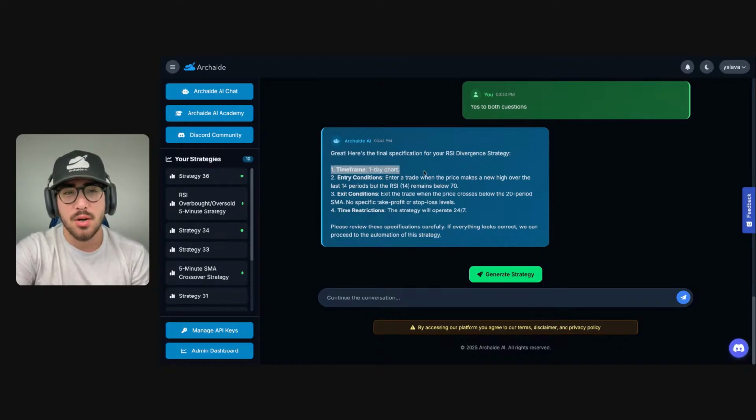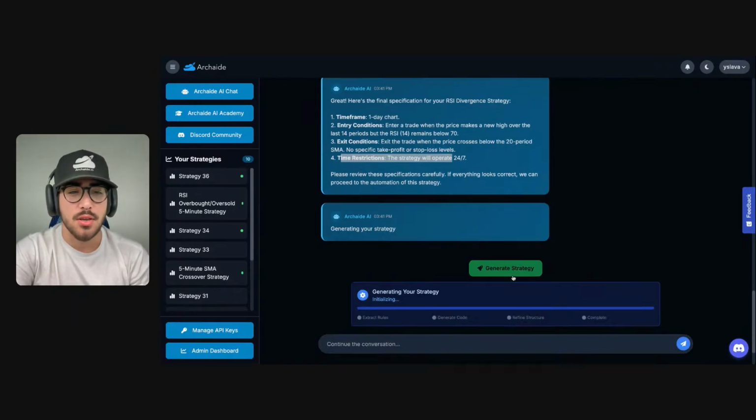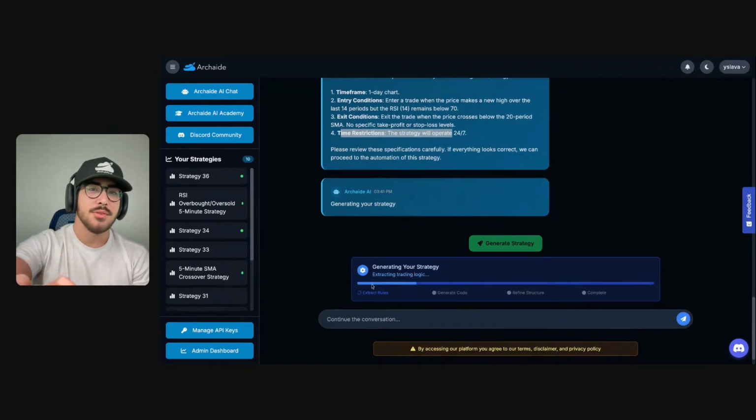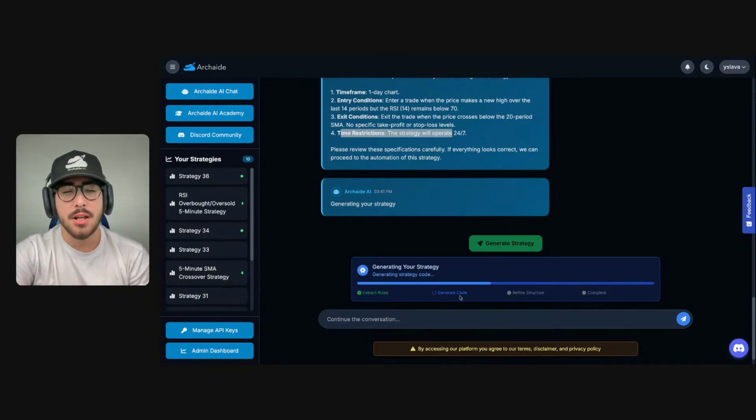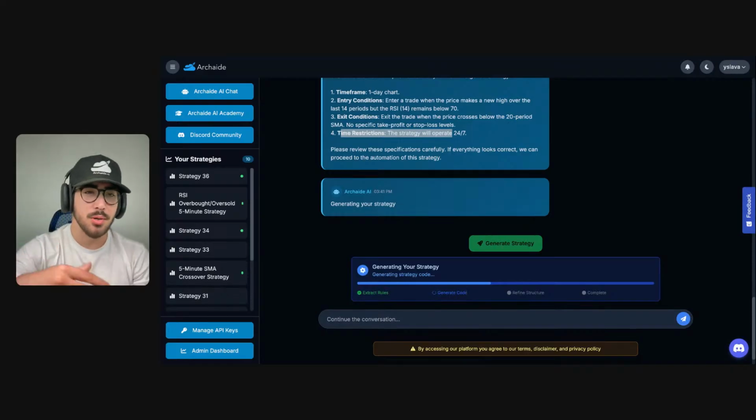So we're going to do the 1-day chart. We're going to do these entry conditions, these exit conditions, and then there's no time restrictions. And this button lit up green, which means we are good to go. The AI now is extracting the rules from what we just provided it. It's generating the code.